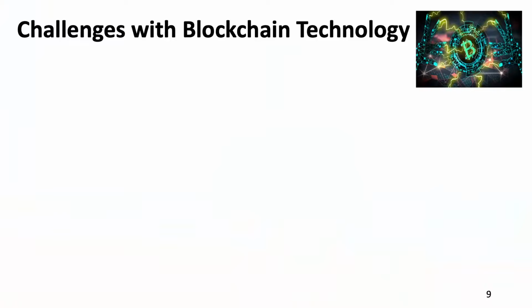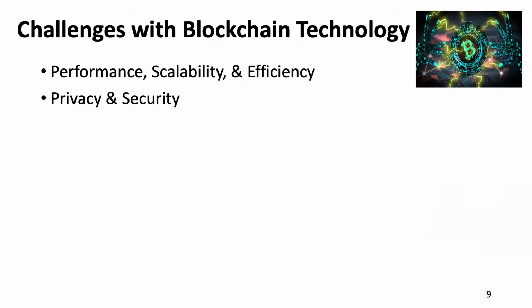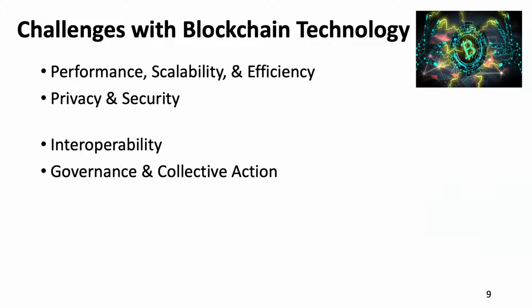So the challenges we talked about: performance, scalability, efficiency, privacy, security. What there was less talk about was interoperability, governance, and collective action. I'm going to dig into those two more because it feels worthwhile. I also believe that the performance and privacy buckets are more susceptible to fixes, though that might take 3 or 5 or even 8 or 10 years to happen.